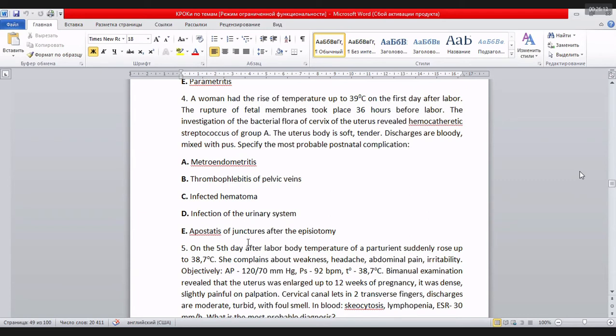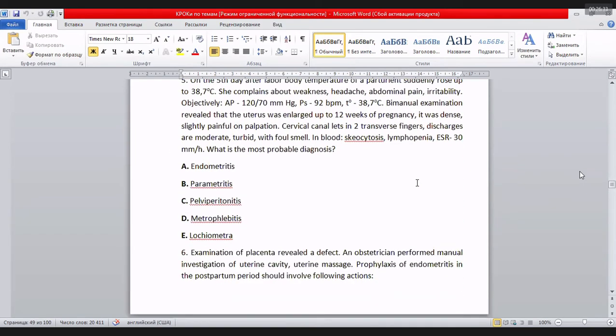Apostasis of the junctures after episiotomy, but there is no any sign of episiotomy. That's why, of course, it is metroendometritis: labor, high temperature, streptococcus, and soft uterus tender with discharges with pus. Yes, it is metroendometritis. Remember, guys, about it.